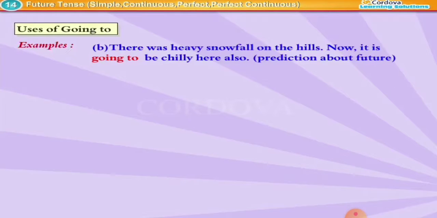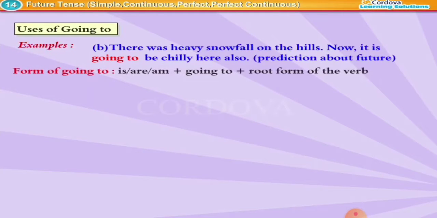There was heavy snowfall on the hills. Now it is going to be chilly here also. Prediction about future. Form of going to: is, are, am, plus going to, plus root form of the verb.